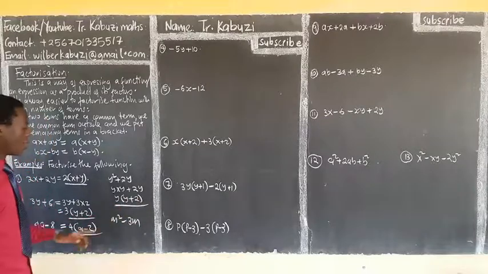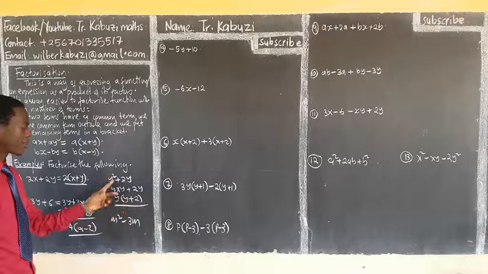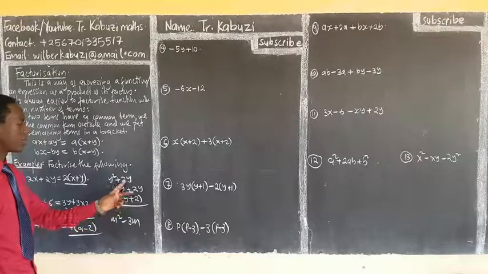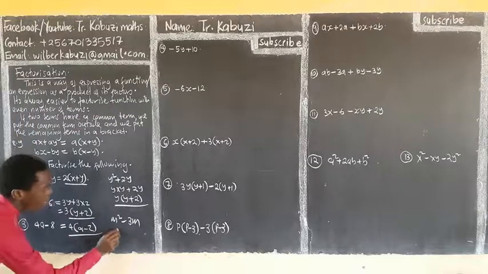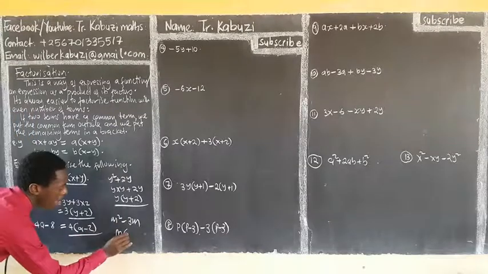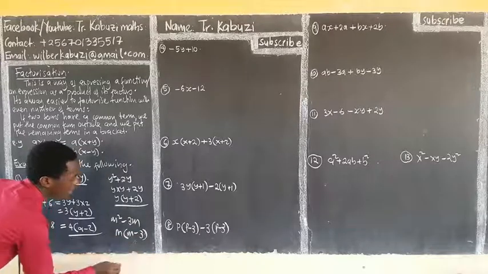Now, when you open the bracket, you're going to get this. Y times y, you get y squared. Y times 2, you get 2y. Then what's common is m. So when I remove m here, I remain with 1. Then this m divided here will leave 1 and 3.